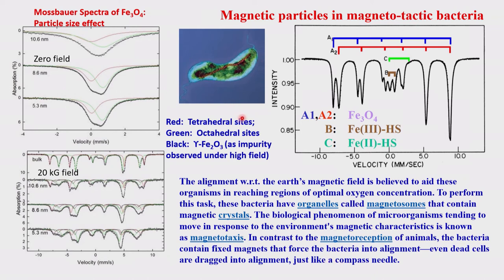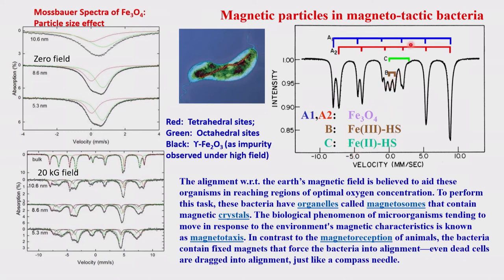Now if you look at this under the Mossbauer spectrum, you can see, under of course a particular magnetic field, the value is not important, at a particular constant magnetic field, you can see that these can be fit into 3 sets. A set of A1 with the 6 lines, a set of A2 another 6 lines, a set of 2 under the C which is the iron 2, and the B which is iron 3. So iron 2 high spin, iron 3 high spin.